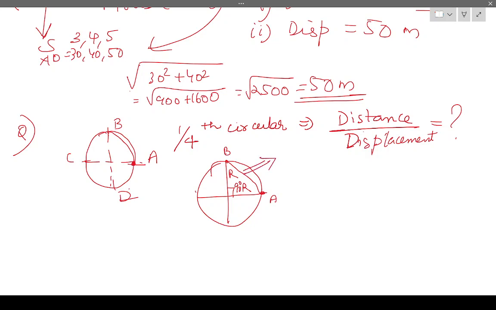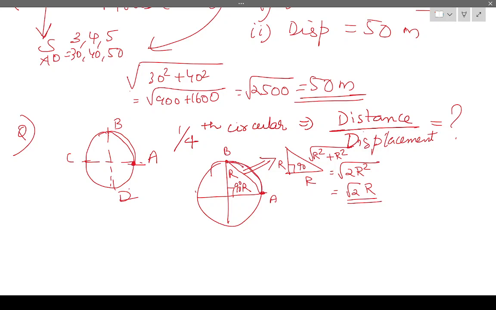And this is going to be how much? If you take a right angle triangle, this is 90, this is R, and this is going to be square root of R square plus R square. That is equal to root 2 R square, that is equal to root 2 R. Okay.